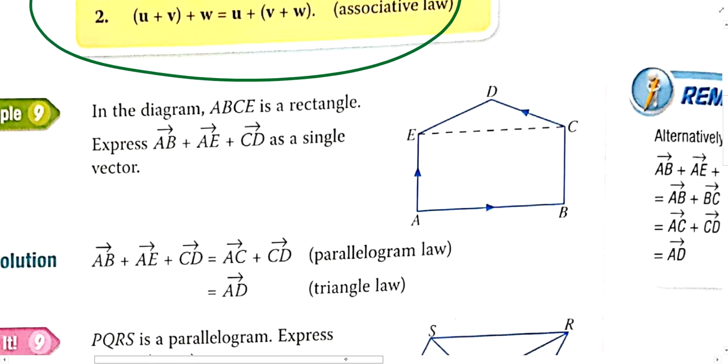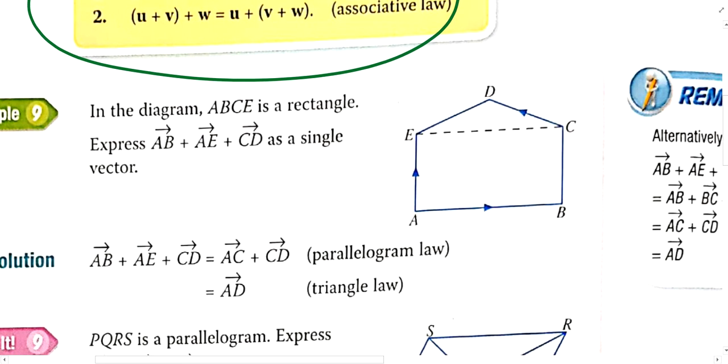So let's look at example number 9. So we see how easy vectors can be if you understand them properly. I've got A, B, C, E is a rectangle. AB plus AE plus CD. Okay? As a single vector. So let's trace it out. AB is over here. This is the start. It is a good practice to use a pencil and trace it out.